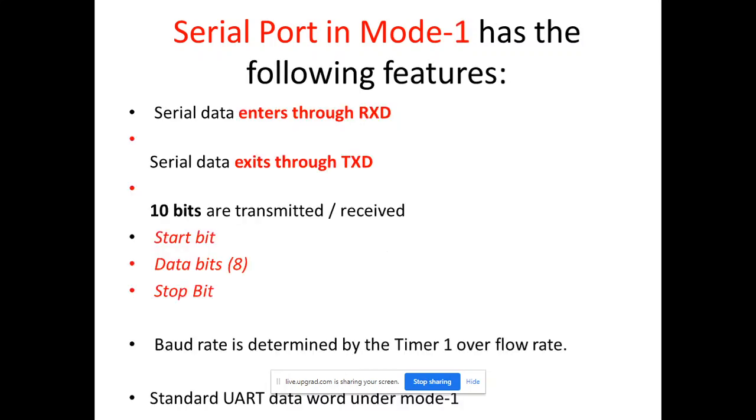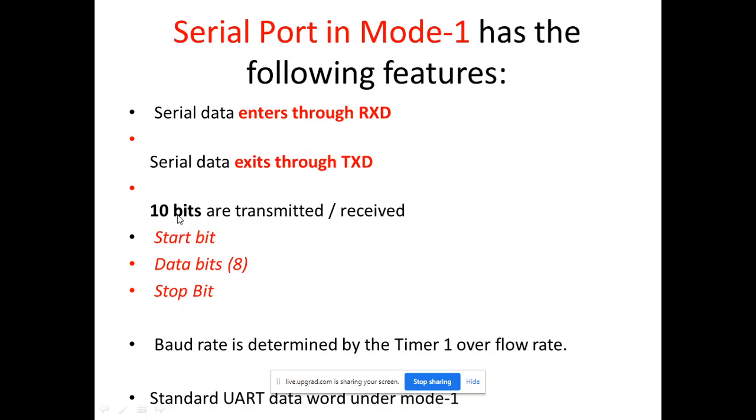Now, features of mode 1. In mode 1, data is entered through the RX pin and transmitted through the TX pin. Actually, the data is 8-bit data. That data is converted into a package by adding a start bit and a stop bit, and in this fashion the 8-bit data is converted into a 10-bit package.